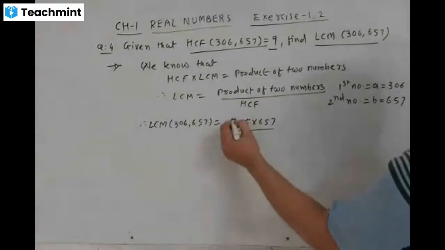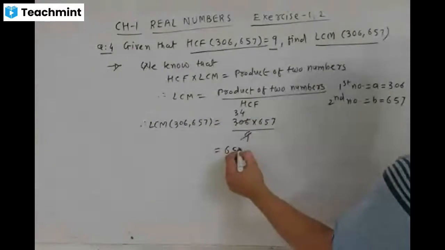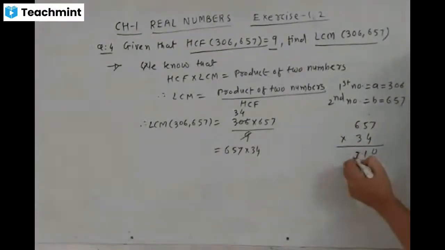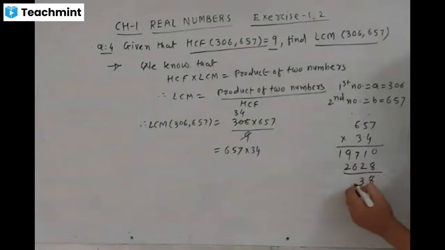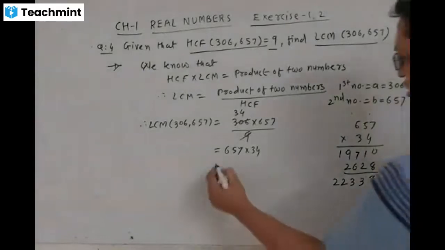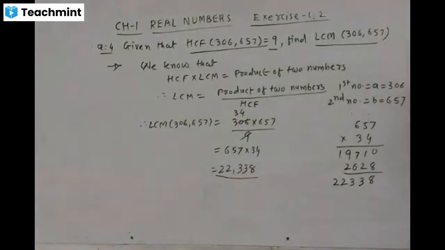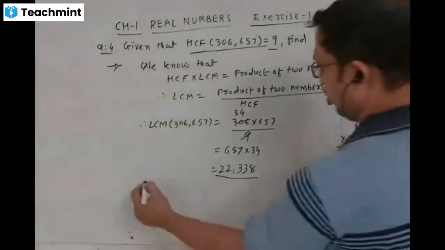9 3 multiply 34. See 4 0 7 3 21 2 17 1 18 plus 1 19 28 2 260 plus 2 262 8 3 3 2 2 2238. Therefore, LCM of these two numbers is equal to 22,338. And note that point.